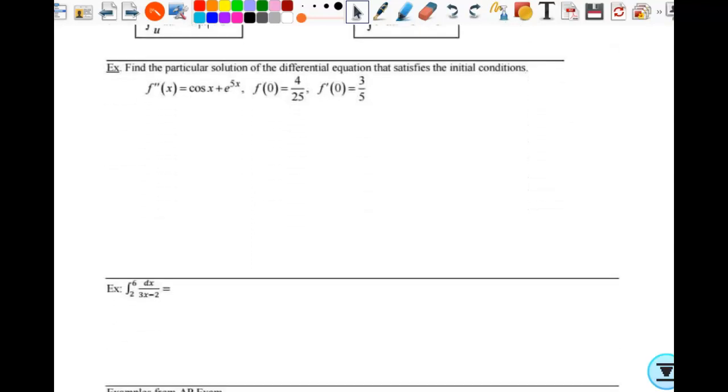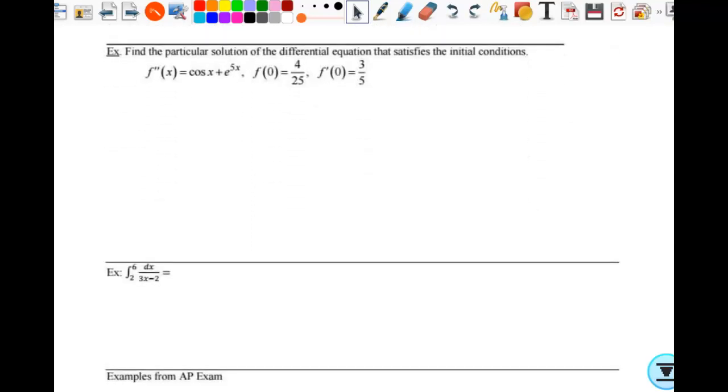So let's look at this. It says, find the particular solution of the differential equation that satisfies the initial conditions. All right, so what does that mean? What do I have to do here? They give me f double prime. They give me a value for f and a value for f prime.